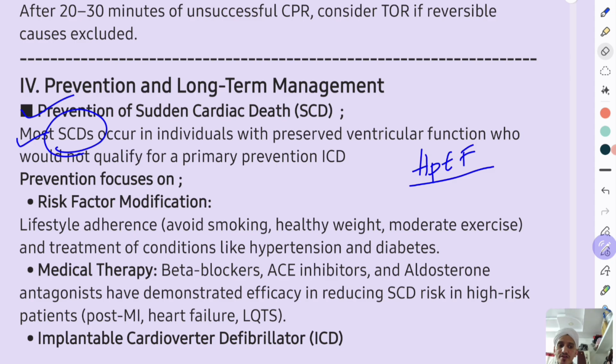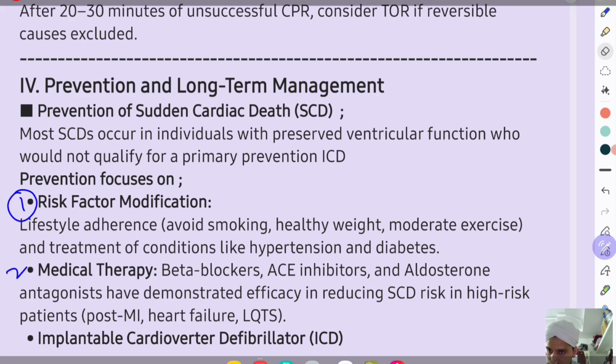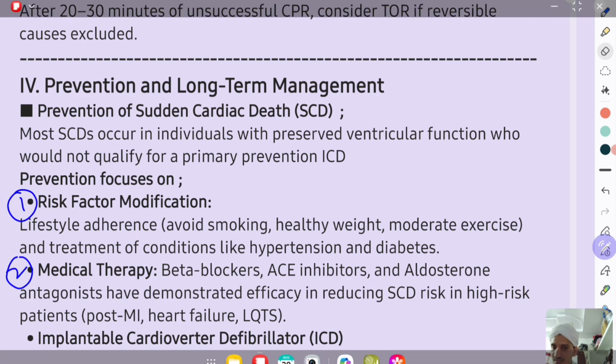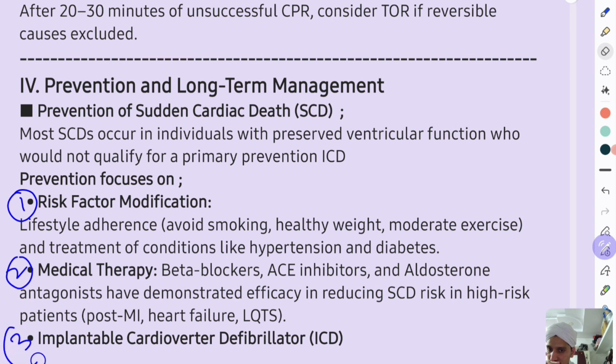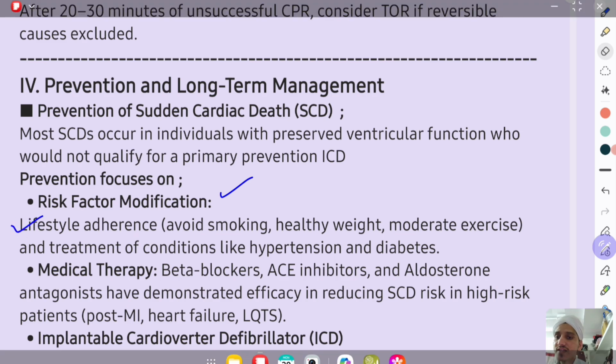So how do you prevent? Prevention focuses on 3 things, remember. Number 1 is risk factor modification. Number 2 is medical therapy. And last is implantable cardioverter defibrillator. We will see the indications. We have learned these indications for ICD before also. So just, what are the risk factor modifications? Lifestyle adherence.